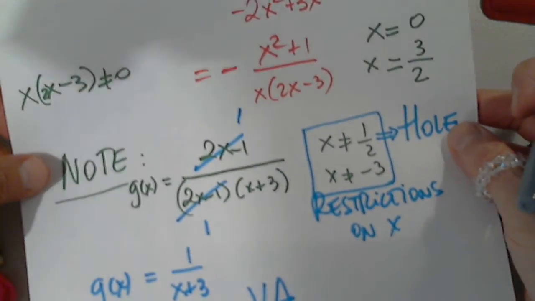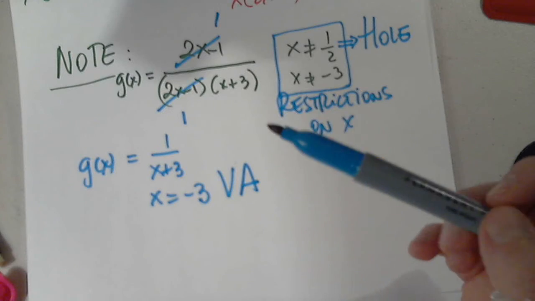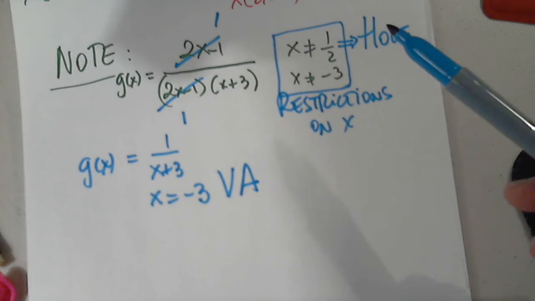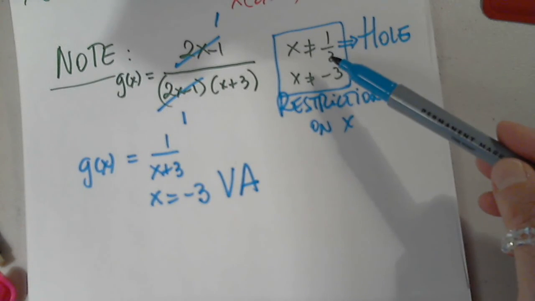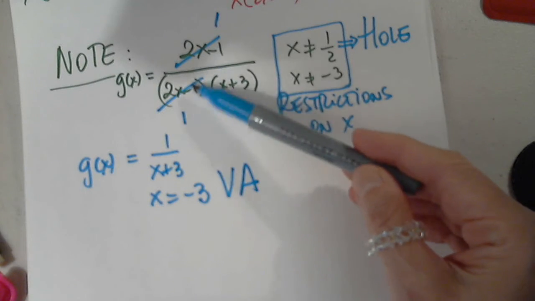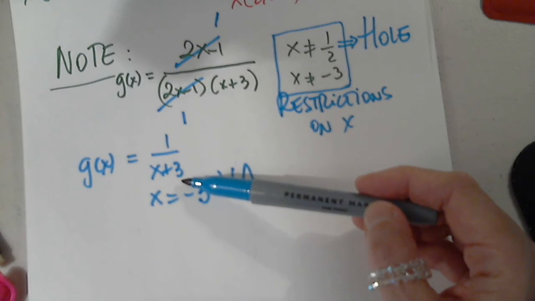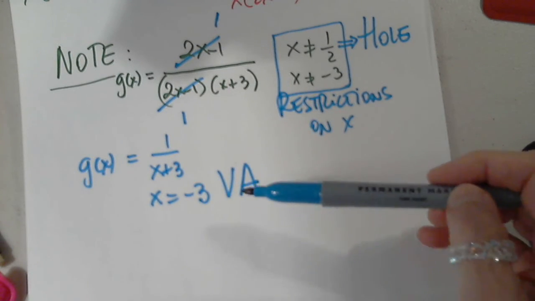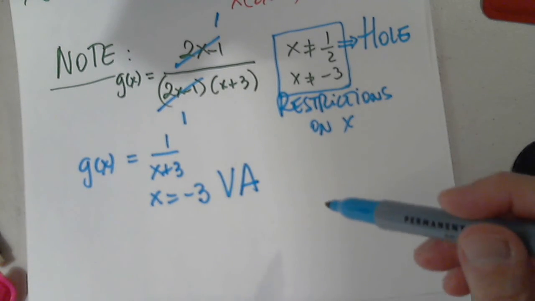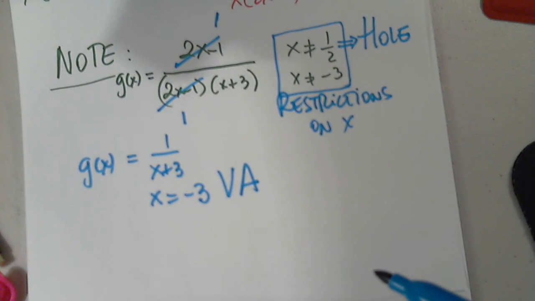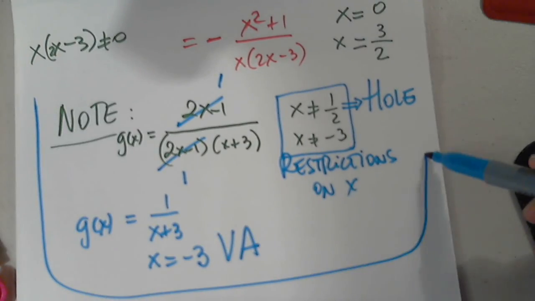However, after you simplify, that x equals 1/2 will not create a vertical asymptote because the factor disappears. Only the factor that stays forever in the function after simplification will create a vertical asymptote. We're going to come back to this in chapter 4, but I want you to be aware of this situation. So this is a very important note.